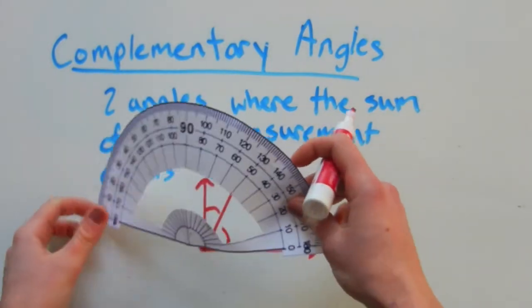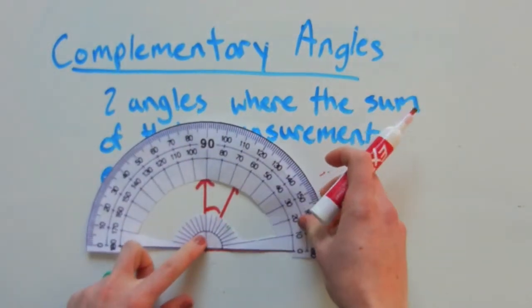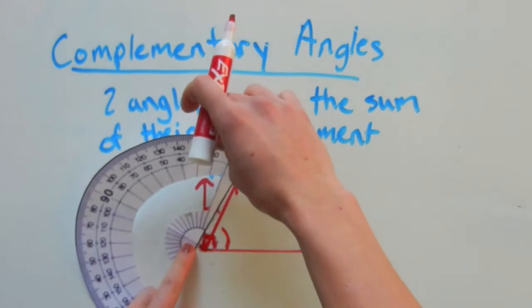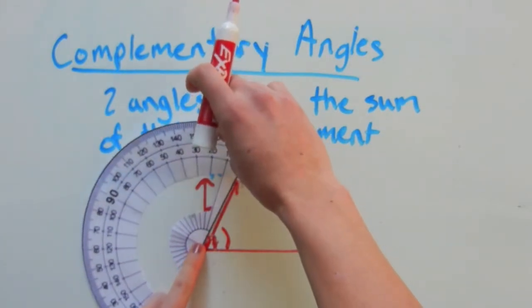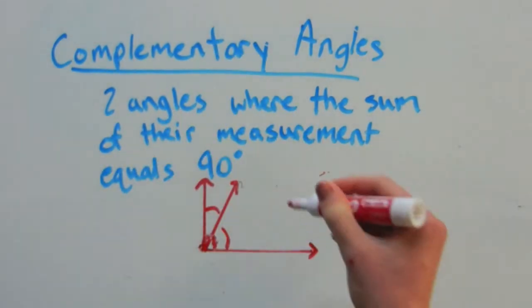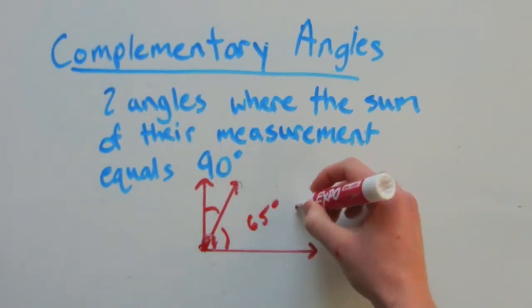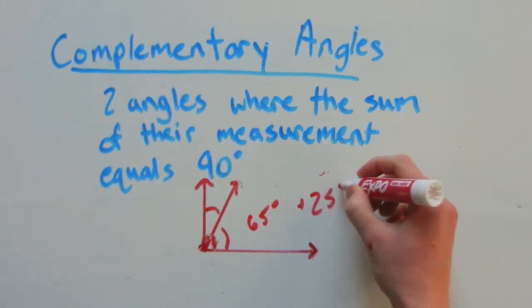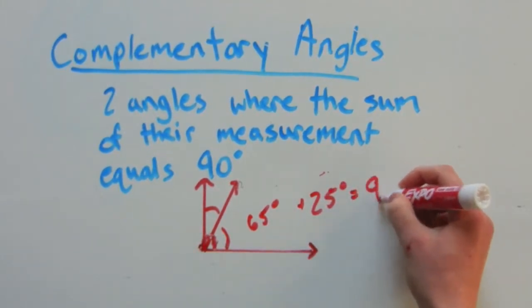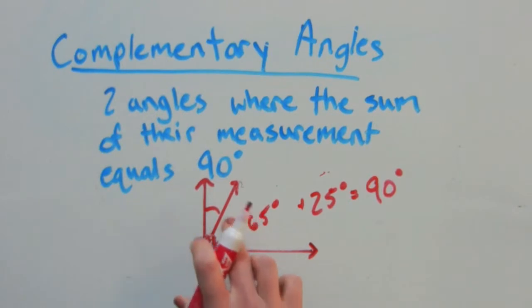Double checking on the protractor, we have one angle to be 65 and the other angle to be 25. 65 degrees plus 25 degrees equals 90 degrees. Therefore, these two angles are also complementary angles. So angles that are complementary add to be 90 degrees. Angles that are supplementary add to be 180 degrees.